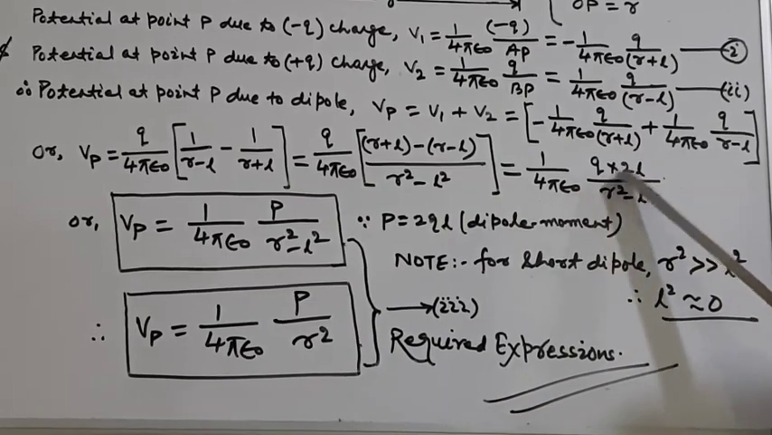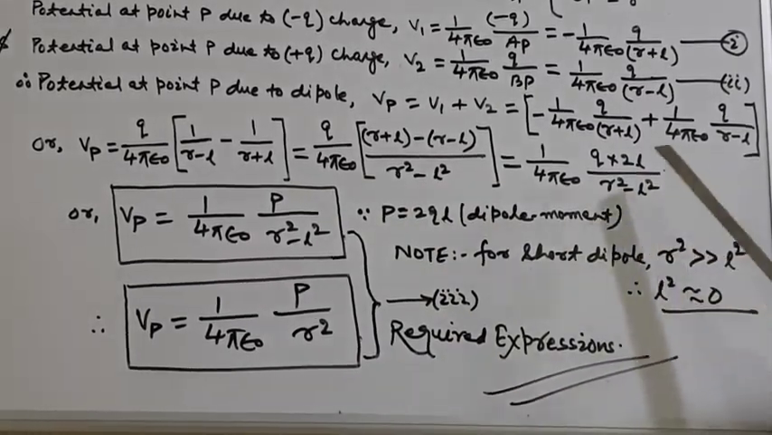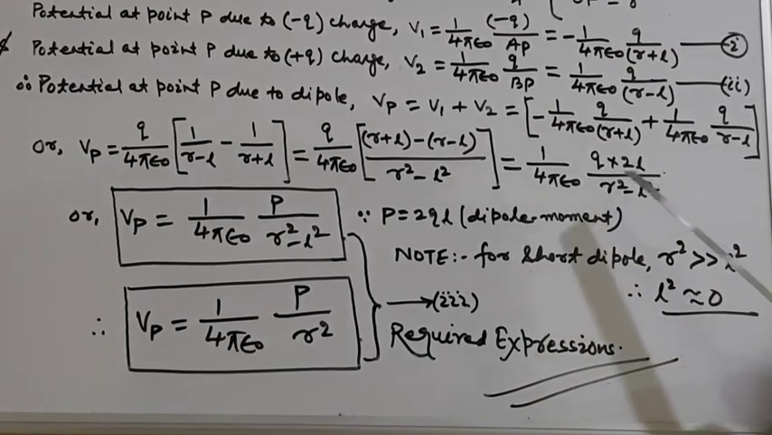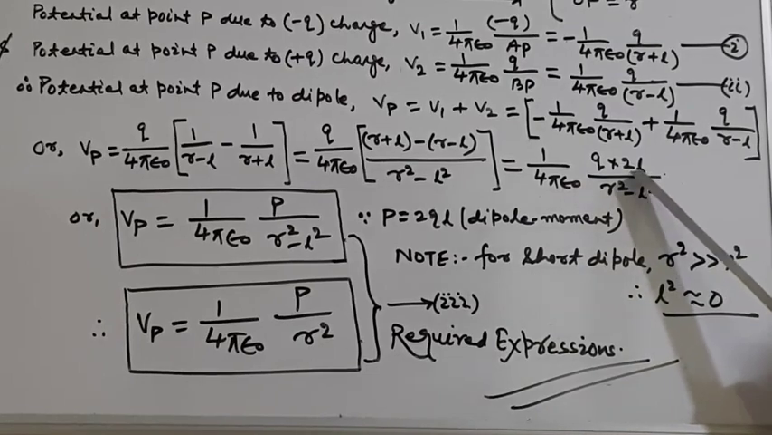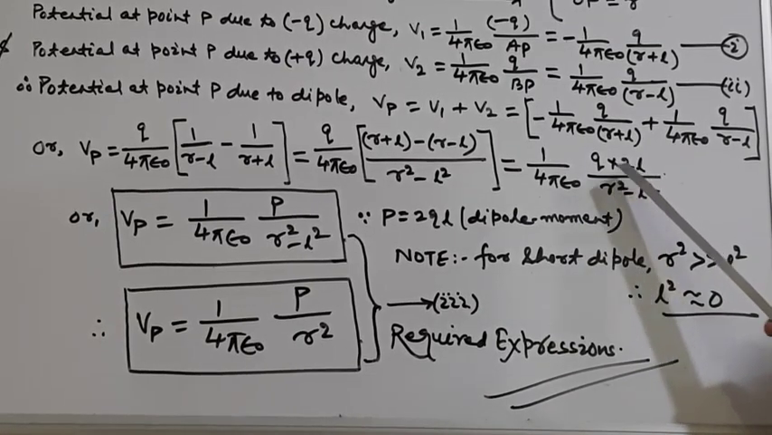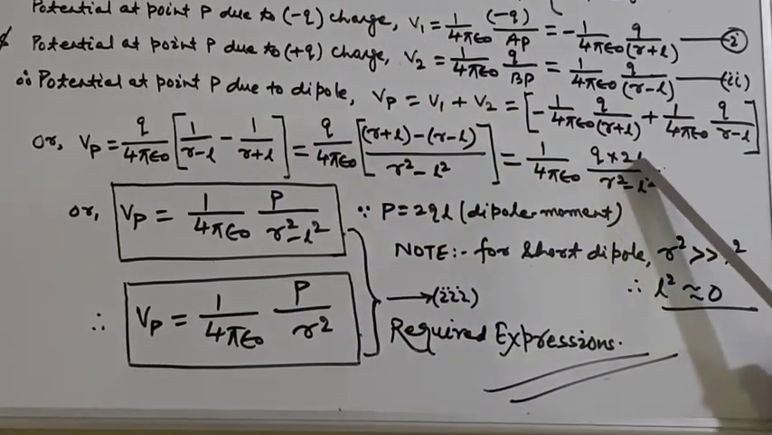So Q into 2L and denominator R square minus L square. Students, we know the word dipole moment. Dipole moment is the product of charge and the distance between both the charges. So Q and 2L, 2L is the distance between both the charges. So Q into 2L is the dipole moment.